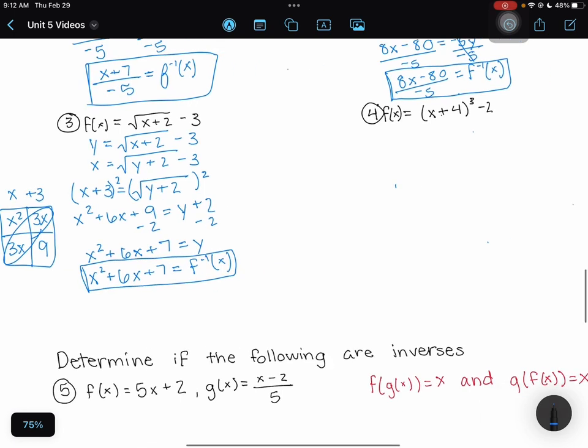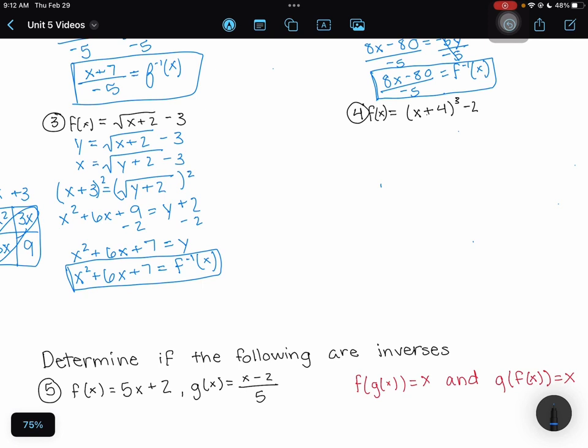Perfect. So let's look at number 4. Same thing. F of x is y. Then we're going to switch x and y. And then work on getting y by itself. So add 2 to both sides.